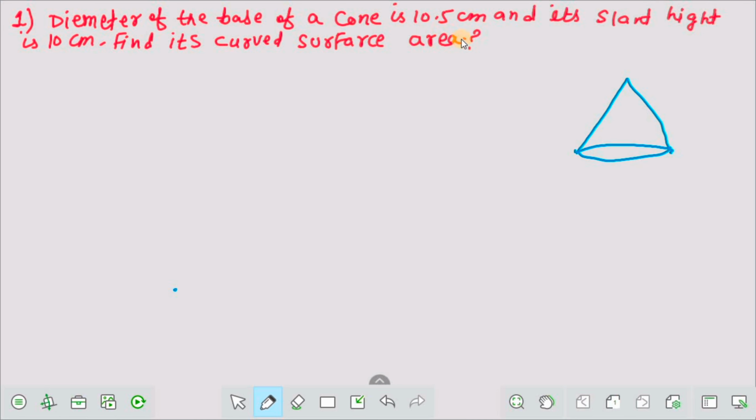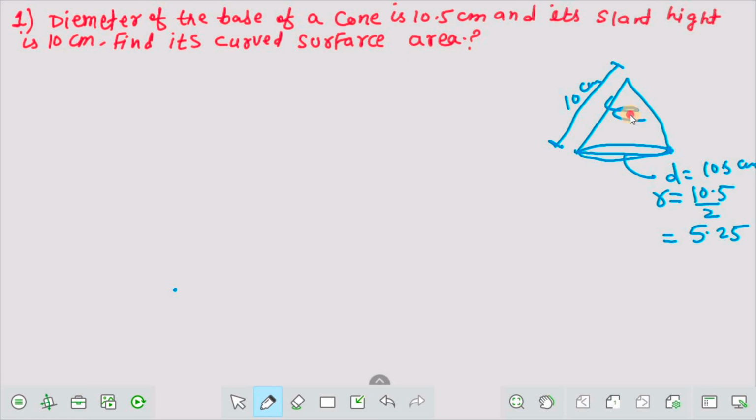the base of the cone is 10.5 centimeter, means the diameter is given. Diameter is 10.5 centimeter. This is 10.5 centimeter. Then radius will be half of diameter, means 10.5 divided by 2 will be equal to 5.25. Now the slant height is given, 10 centimeter. Slant height means this is the slant height, this is 10 centimeter given. Now we need to find the curved surface area. Curved surface area, we need to find this area.